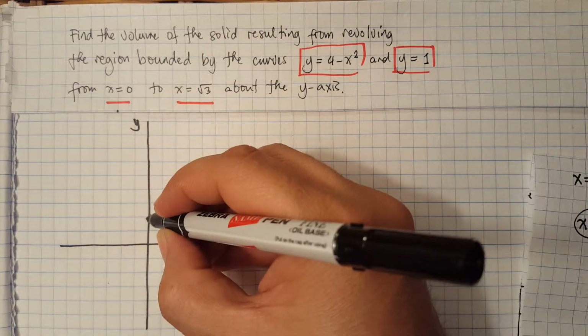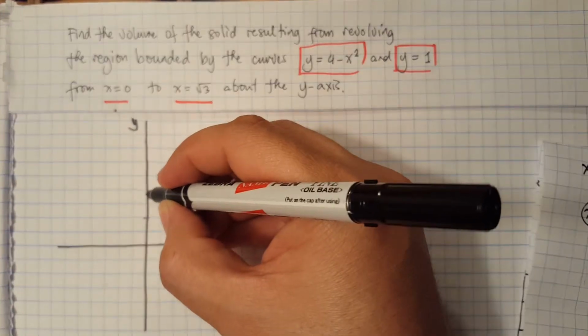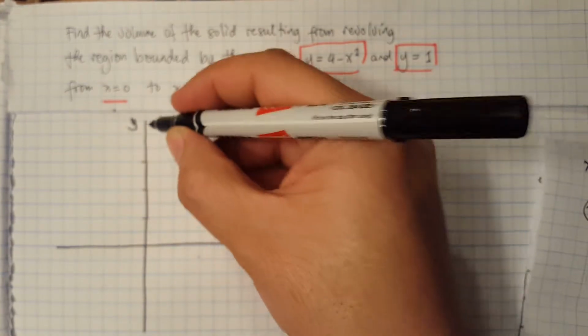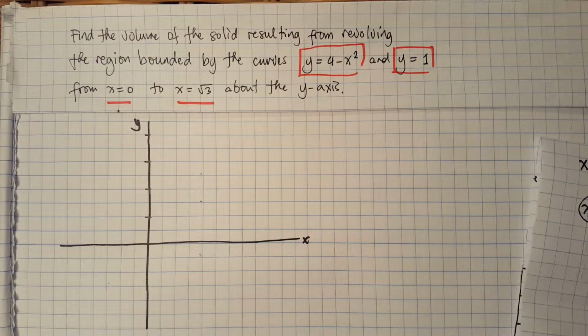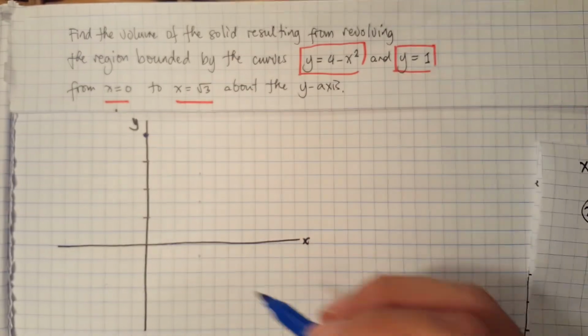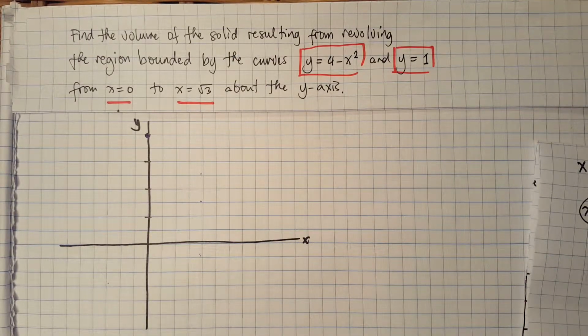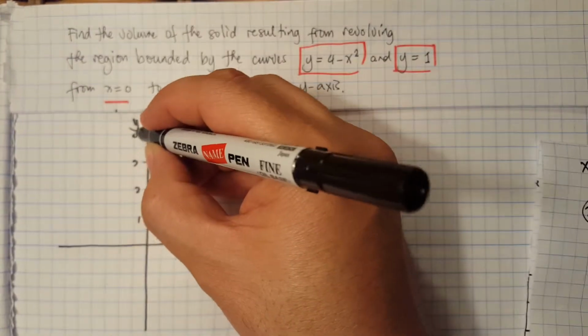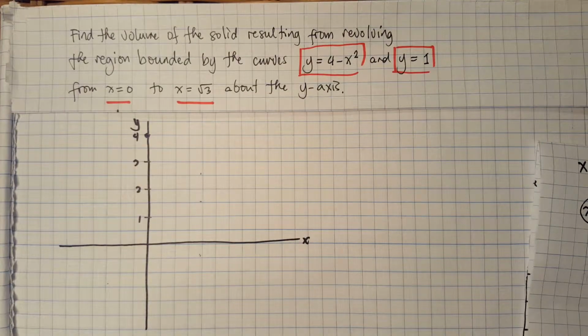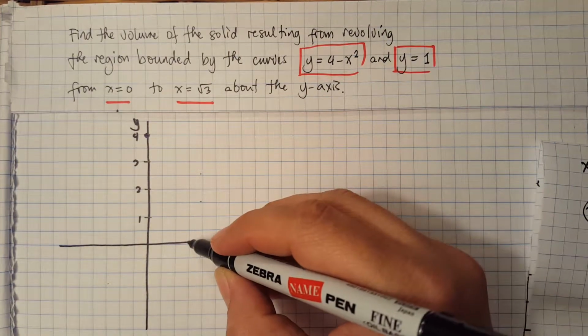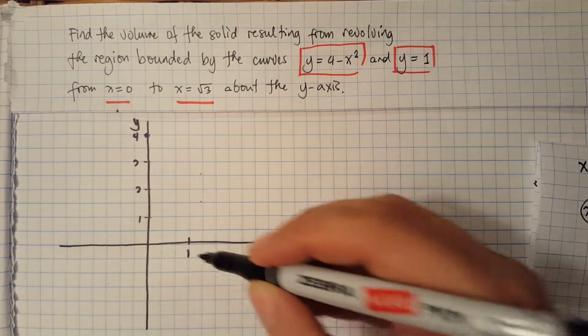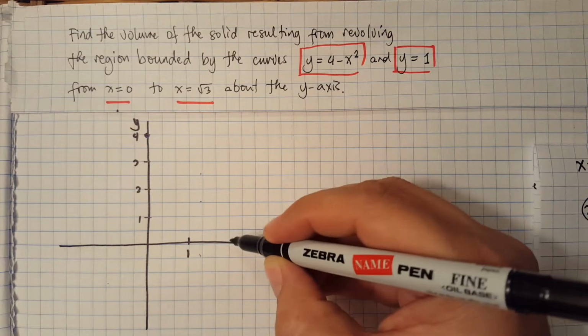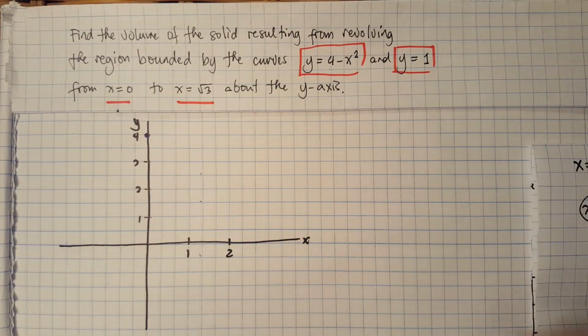Okay, let's see if we can squeeze that in here. 1, 2, 3, 4. So this would be our point here, one of the points. Now let's try to spread this out a bit. 1, and then let's say 2. Let's put 3 here.